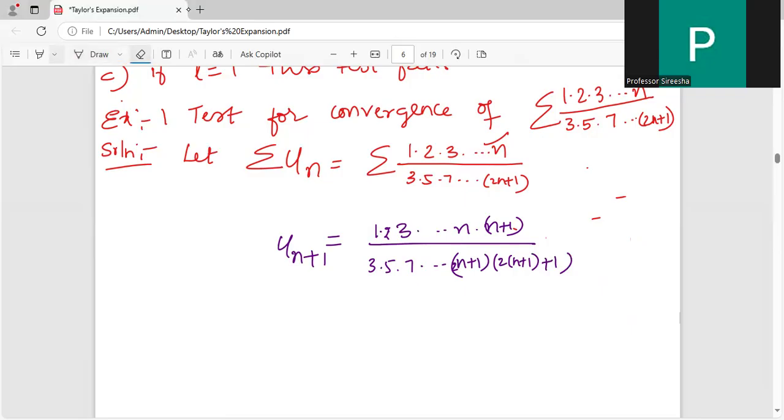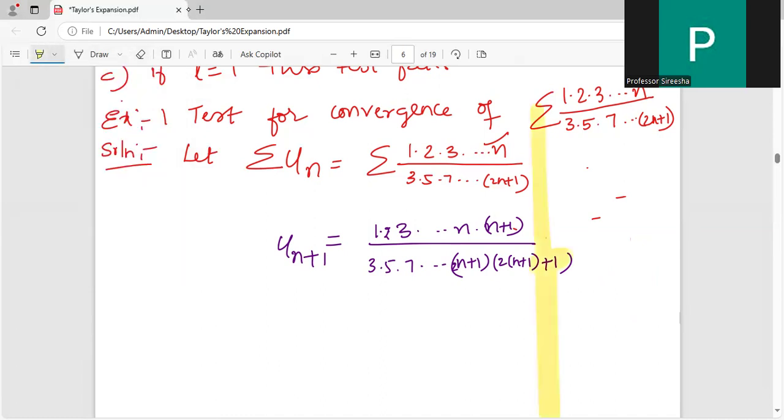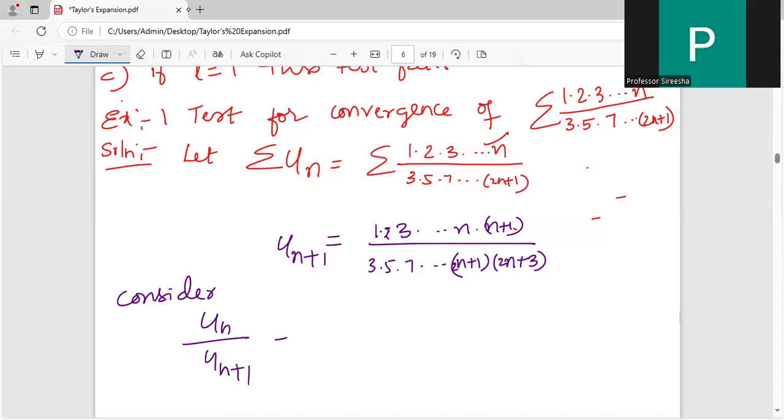So accordingly, I'll be writing 2n plus 3 is what I'll be having. Now for the ratio test, I should consider un by un plus 1 ratio. So I'll be having what?